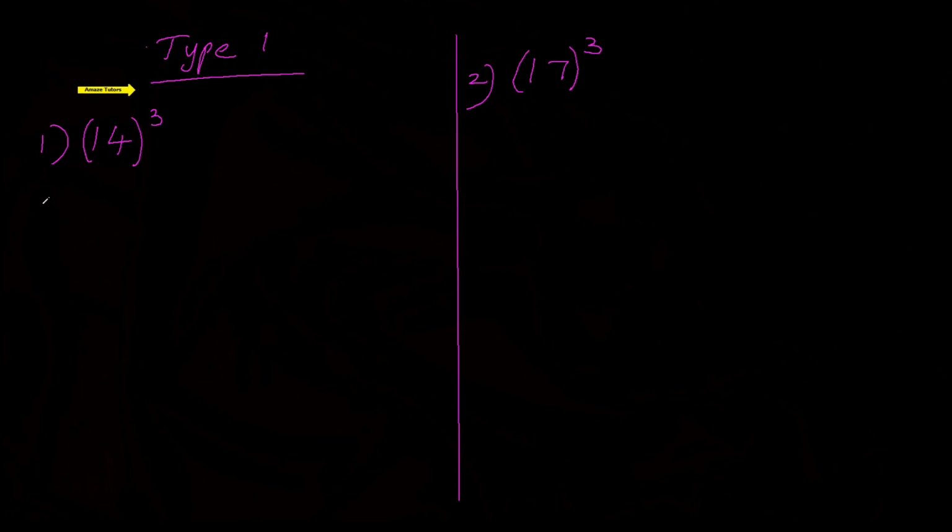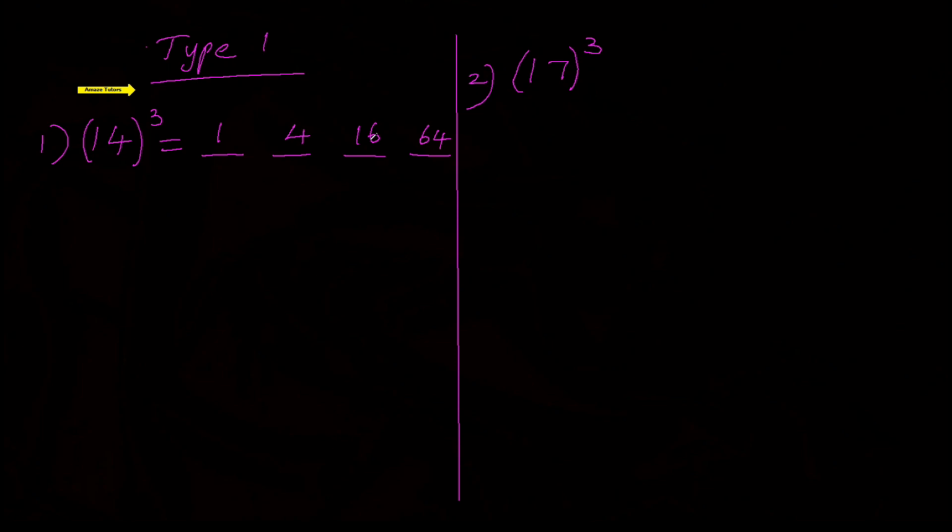14 cubed. So what we have to write, there are 4 parts again. 1, 2, 3, 4. First two parts, write the numbers as it is, 1 and 4. Third part, square the 4, the second number. 4 squared is 16. Fourth part, cube the 4. 4 cubed is 64.